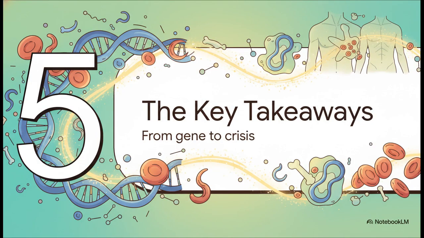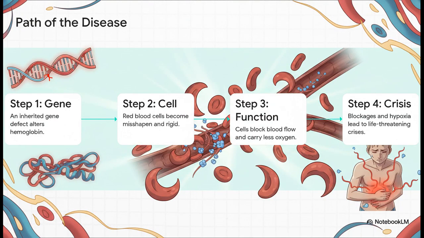All right, we've gone from the big picture to the tiniest gene and all the way back out again to see the fallout. So let's connect all those dots and really nail down the key takeaways from this whole process. When you boil it all down, it's a devastatingly simple chain of events. Step 1, it all begins with an inherited gene defect. Step 2, that defect creates red blood cells that are misshapen and rigid.